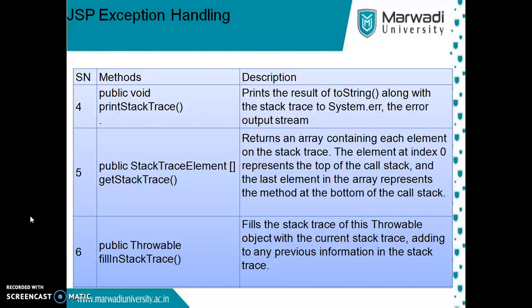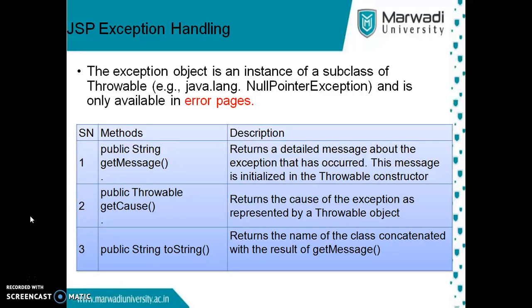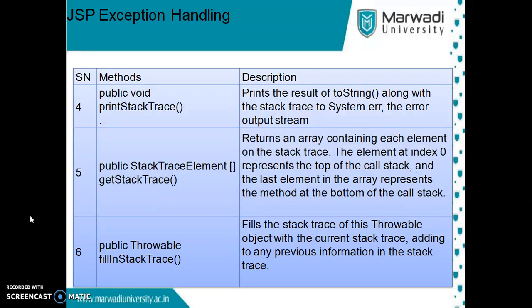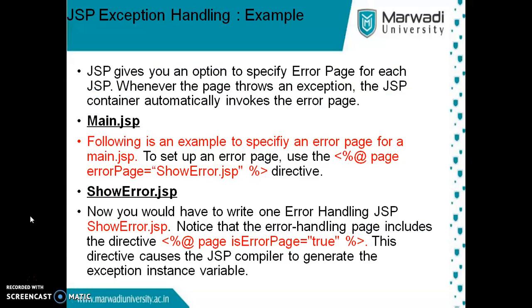So basically these are the methods used. Majorly we are using the printStackTrace method to get the stack of the errors which occurred in line. JSP gives you an option to specify the error page for each JSP. Whenever the page throws an exception, the JSP container automatically invokes the error page.